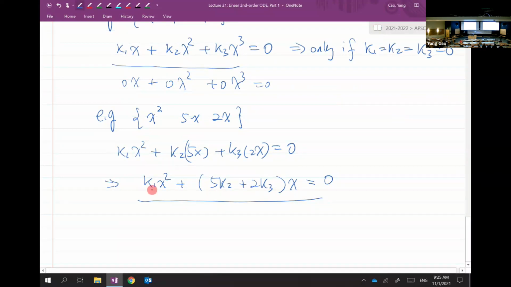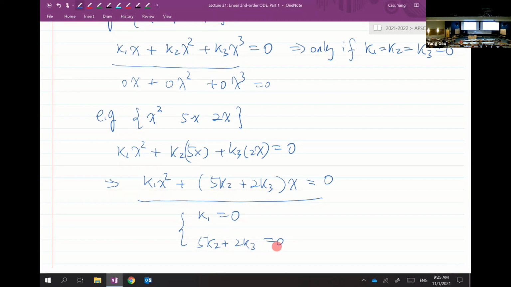And we want to find whether there are any situations where a non-zero case can make this expression 0. So what we can do is set the coefficient for x squared to be 0 and set the coefficient for x to be 0, and see if we can get some solutions after setting the two coefficients to 0.